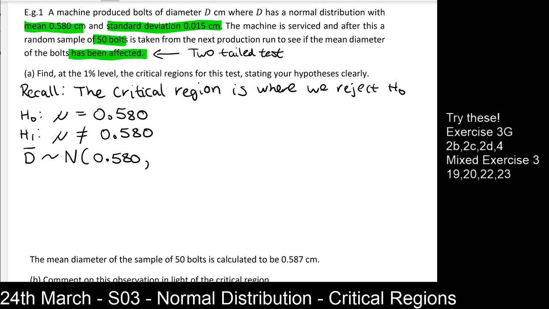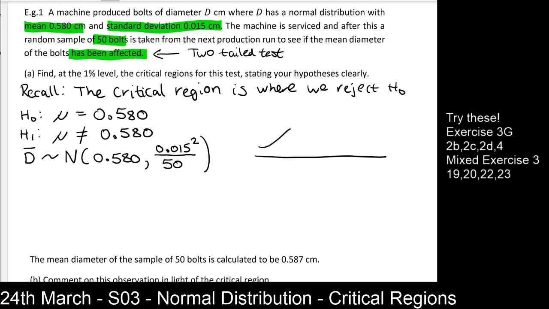And then our variance is 0.015 squared. Okay, standard deviation is 0.015, so variance is 0.015 squared. And I divide that by n, which is 50. Now remember, that's my sample variance. If I want the sample standard deviation, when I put it into my calculator in a second, I need to put the square root of that. And I put the square root of the whole thing. But I'll show you that on my calculator in a second.